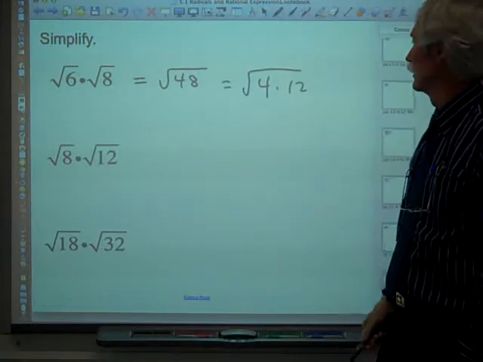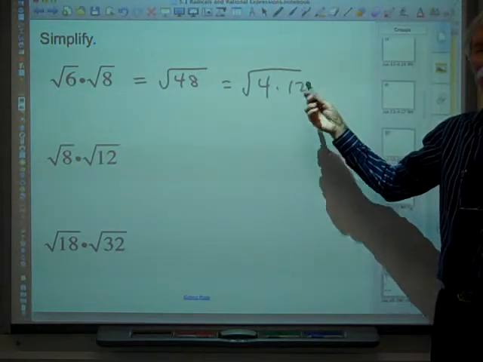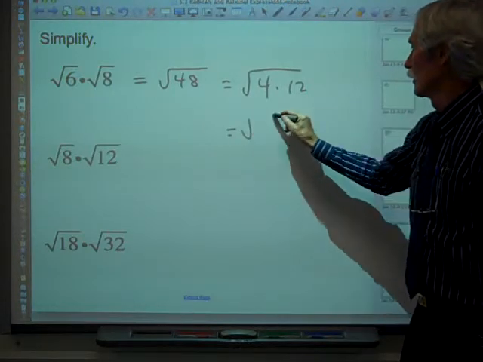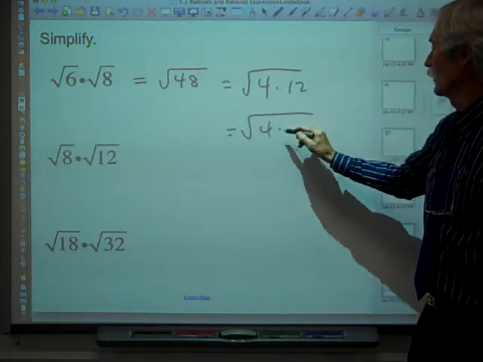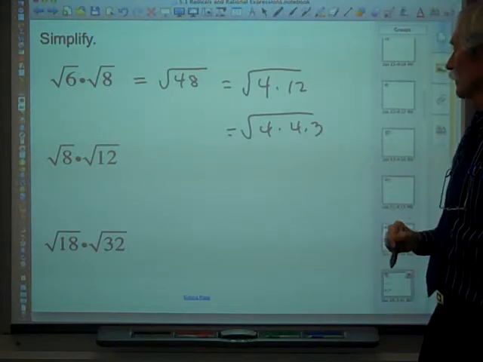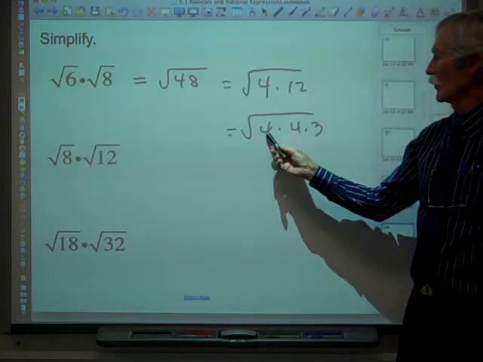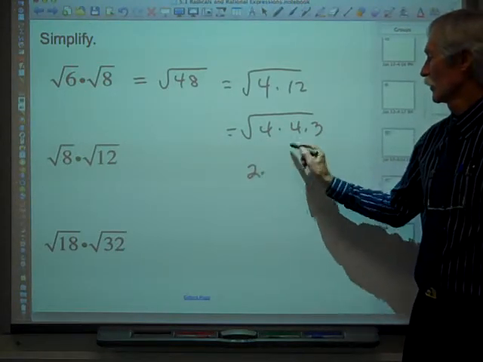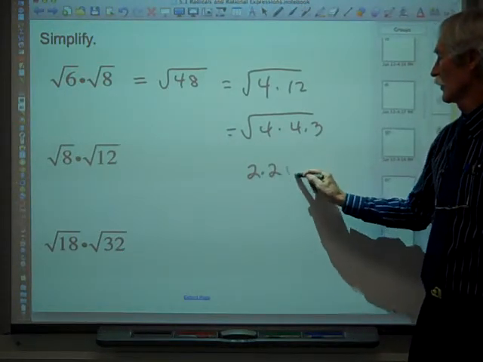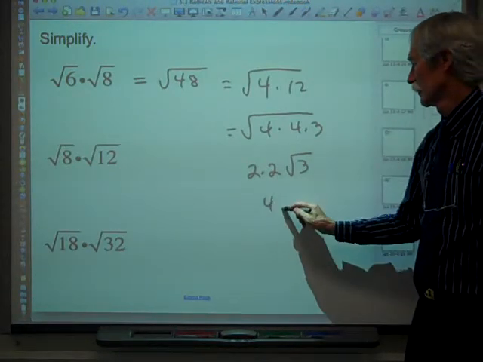Nice, it's a 2. Is there another perfect square hiding inside 12 still? Yes. What's hiding inside 12? 4 and 3. 4 times 3? Okay. So what's the square root of 4? 2. Square root of 3? Can't do anything with that.